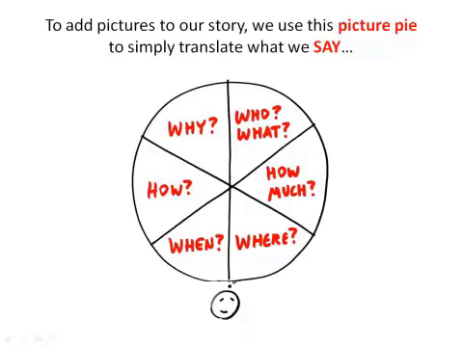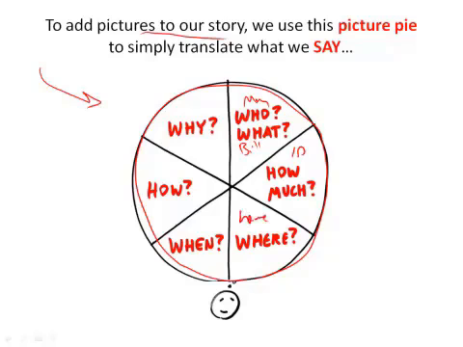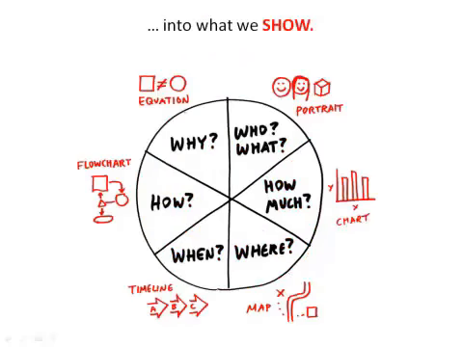And this is where our pie comes back into play. To add pictures to our story, we use this picture pie to simply translate what we would say. I might say Bill, or I might say Mary. What I would say 10. What I say here. When, then, how, like this, because, why, because I said so. Whenever I would say one of those things, I simply look at this pizza pie and I say, well, instead of saying it, what would happen if I drew a picture of it?